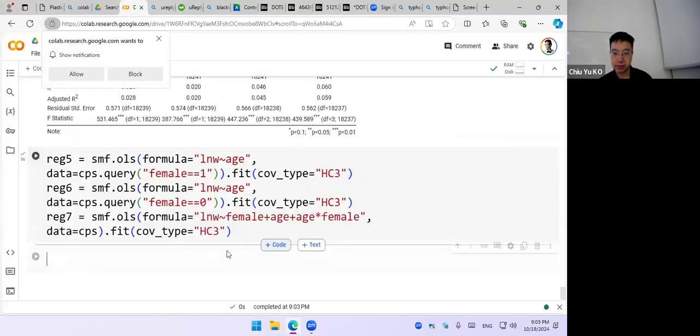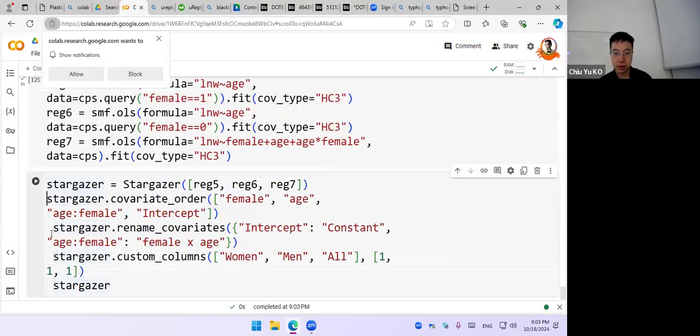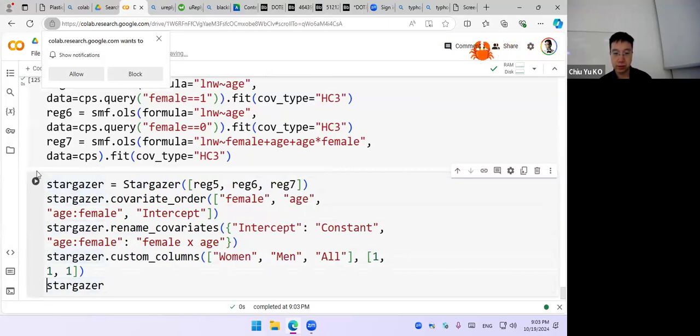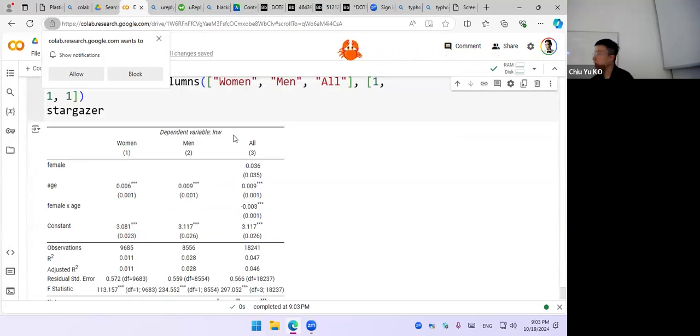Okay, this is the last code I'm running for today. What I'm showing here is two models. This is the regression on only women, regressed on age. Women's wages go up by 0.6% on average each year. Men is almost 0.9%, almost 1% per year.